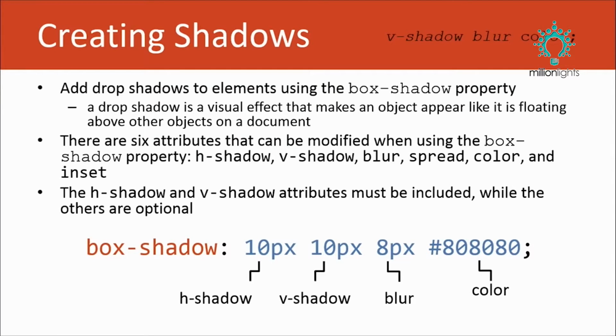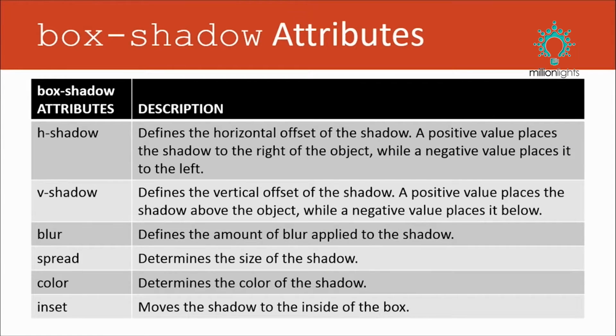There are 6 different attributes that can be modified when using the box shadow property, and those are H shadow, which is your horizontal positioning of the shadow, or how far off from the shape itself the shadow is horizontally. The vertical shadow, which is how far off the shadow is vertically from the shape. Then you have your blur level, your spread, and then your color. And then finally you have inset as well. Today we're going to show you just H shadow, V shadow, blur, and then color as well. Okay. All right. Real quick overview of each of those different attributes.